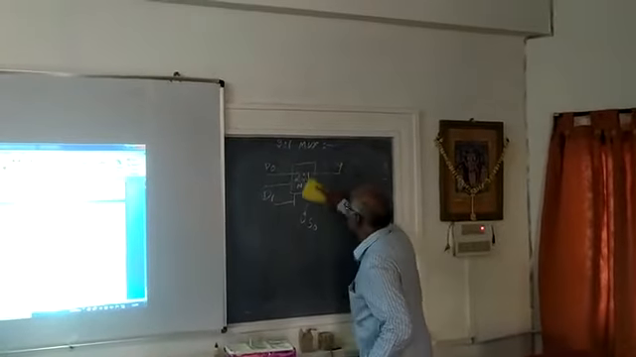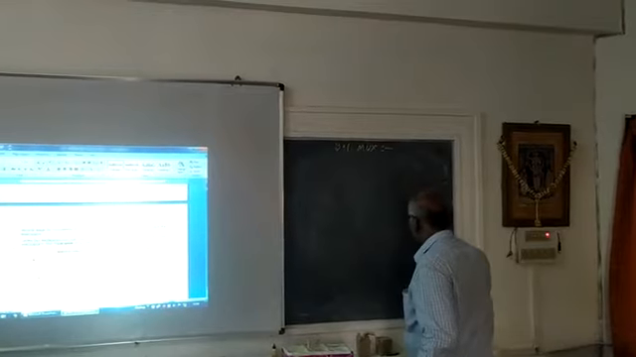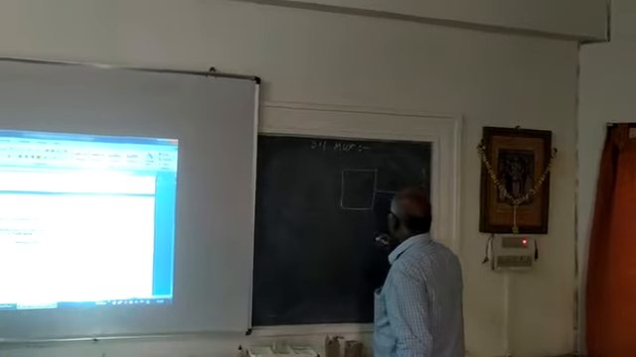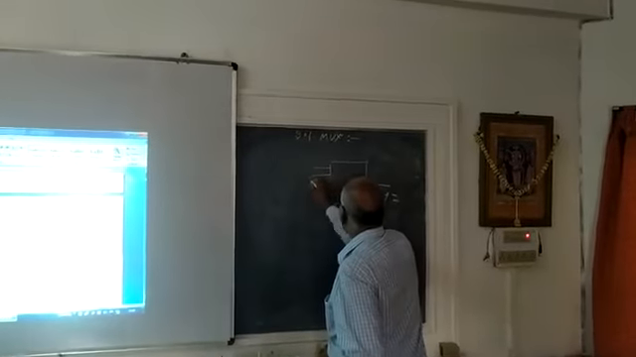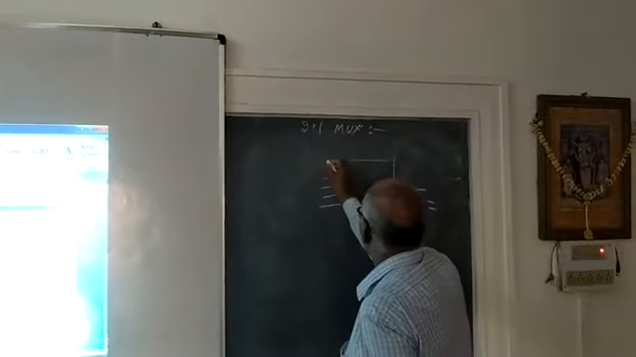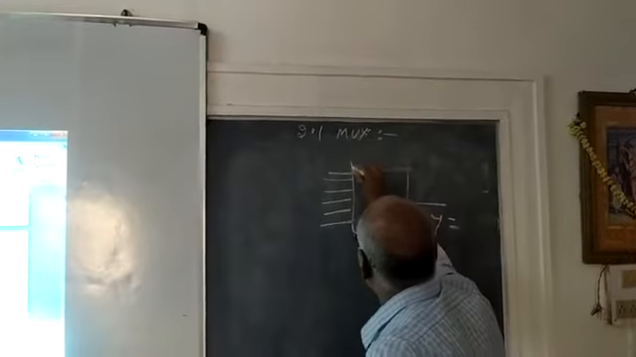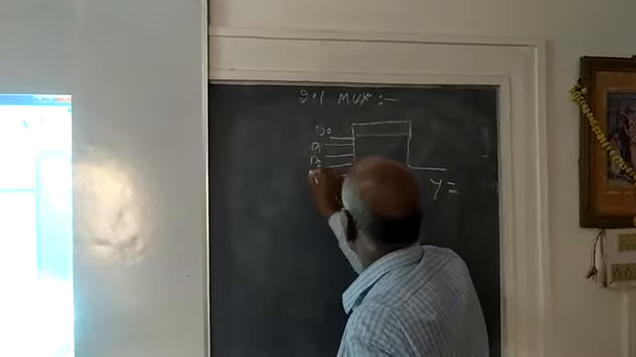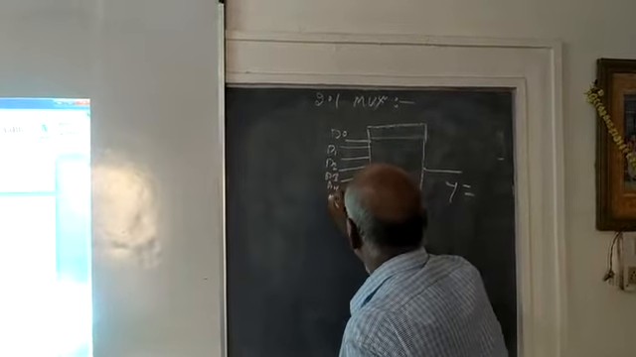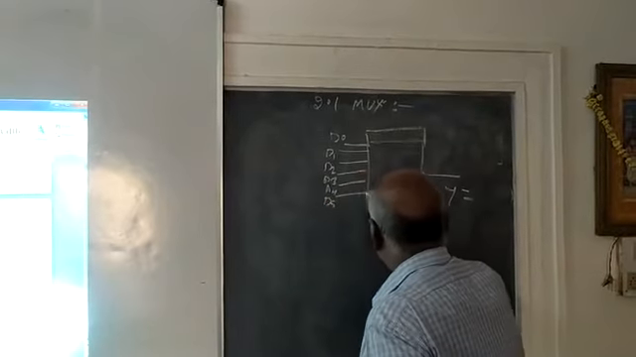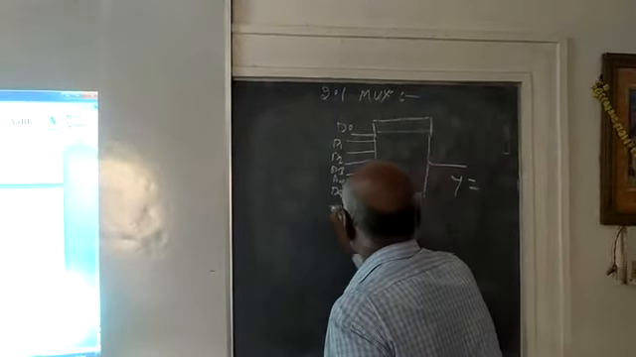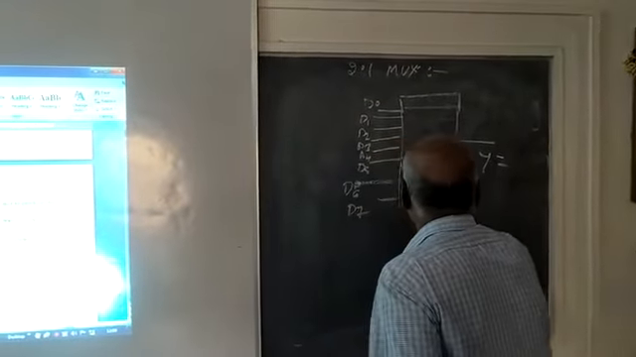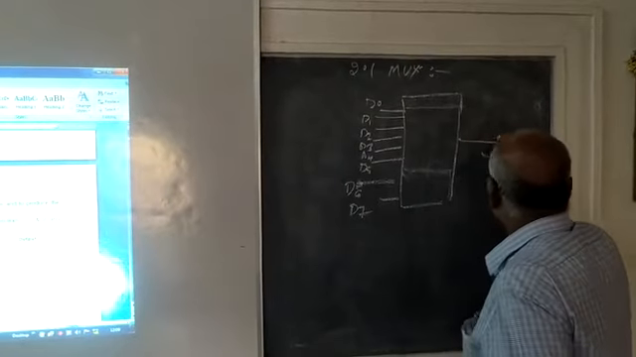8:1 multiplexer. It has Y as the output response. Here there are 8 input lines: D0, D1, D2, D3, D4, D5, D6, D7. Okay, so Y is the output.